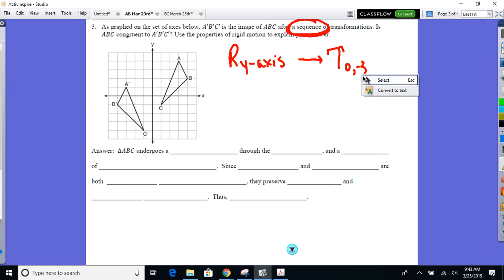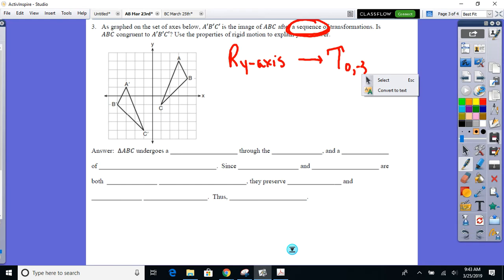Others? Because you could add more. There's more options here. Anything else? That's what I had. That gets the job done. Yep. Everyone good there? Reflect through the y-axis, then translate 0, -3. Okay, so let's fill it in then.